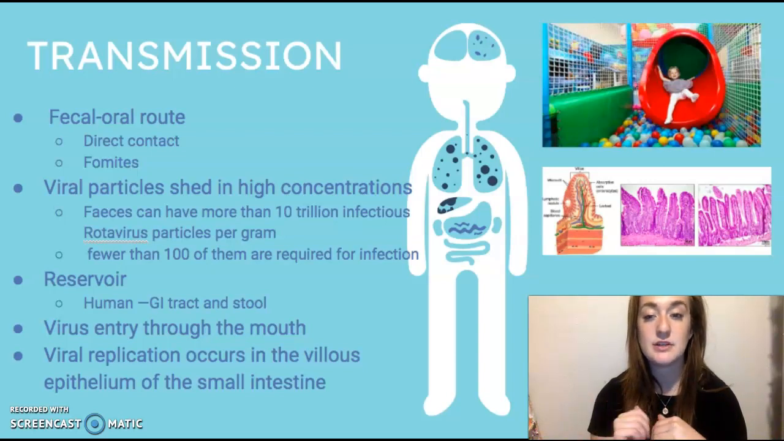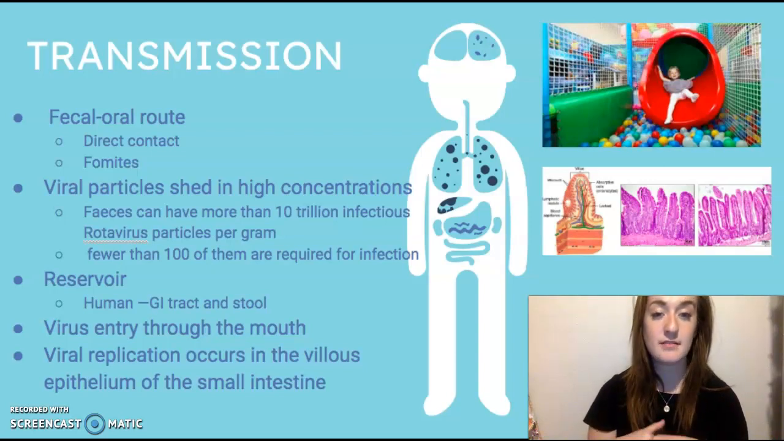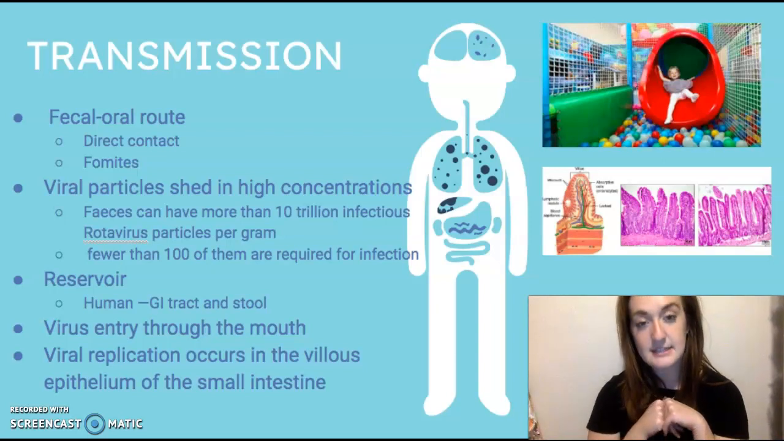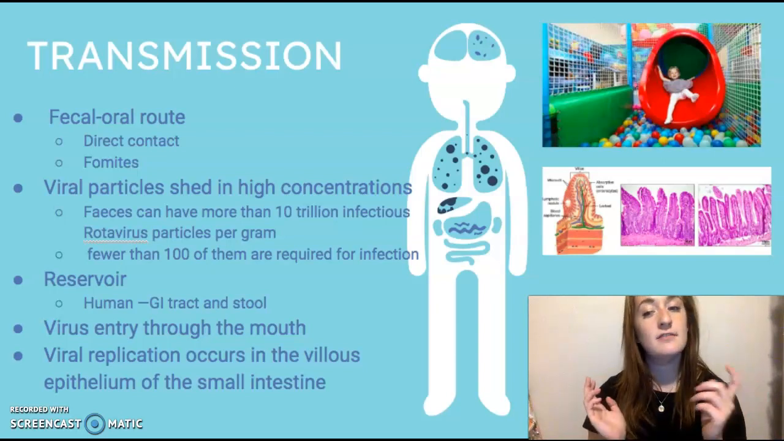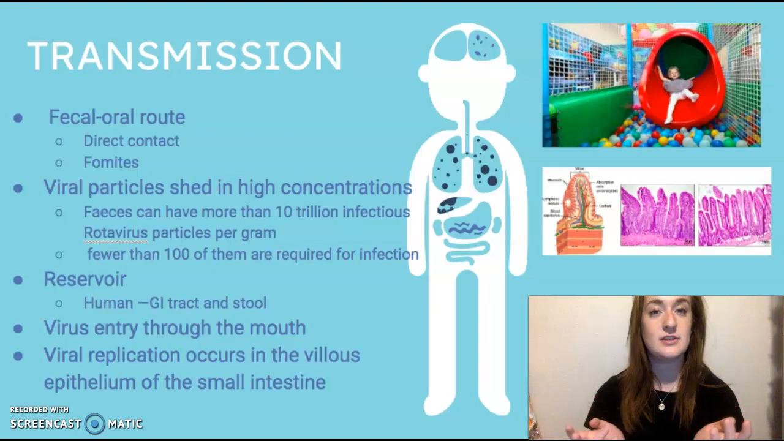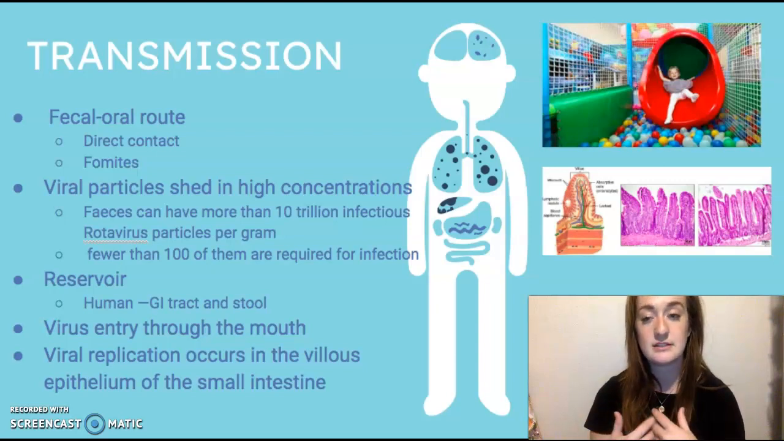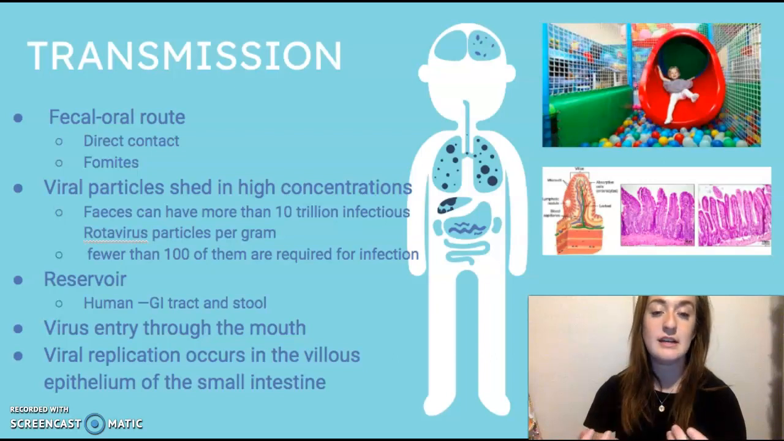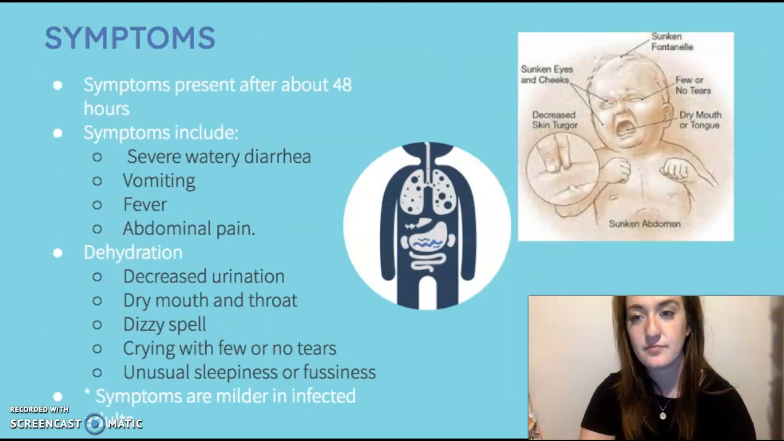And viral replication will occur in the villus epithelium of the small intestine. So the villi are really good for increasing the surface area to increase absorption for food and nutrients from food. However, it does also provide more space for entry and replication of the viral infection.